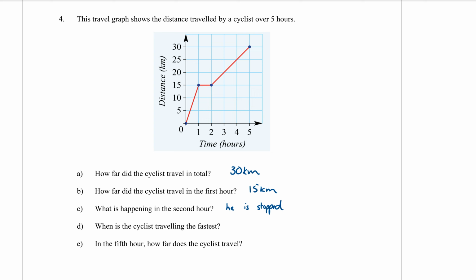When is the cyclist travelling the fastest? Remember, that's the steepest slope, which is, Anton? Hours 3 to 5. Nope, that's not as steep as this. So the steepest part is here in the first hour. So between time 0 and time 1, or the first hour.